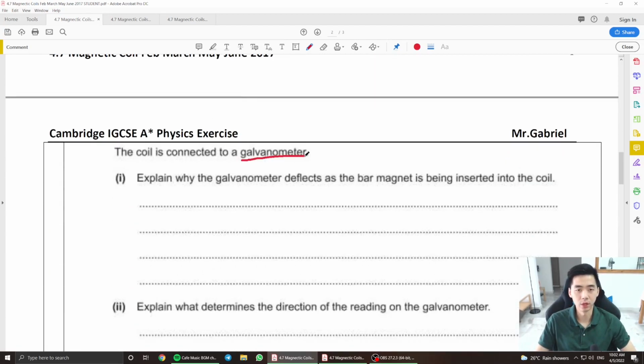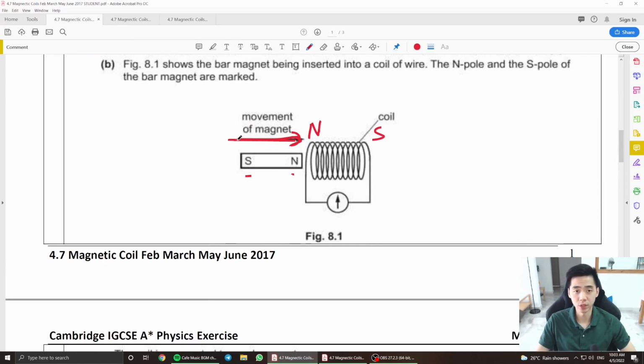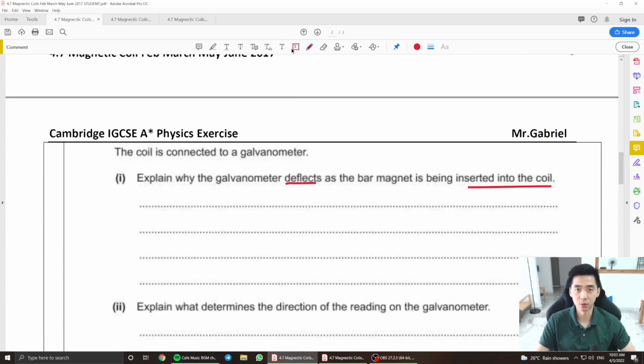Alright, then after that, the first question, what do they want? The coil is connected to the galvanometer. Explain why the galvanometer deflects as the bar magnet is being inserted into the coil. So basically, you have to understand what is going on here. As you insert the bar magnet here, this causes the magnetic field in the bar magnet to cut through this coil, right? When the magnetic field is cutting through this coil, current will be flowing here. And when there is current flowing here, it will produce a temporary north and temporary south as well. So you're supposed to understand this before you answer these kinds of questions.